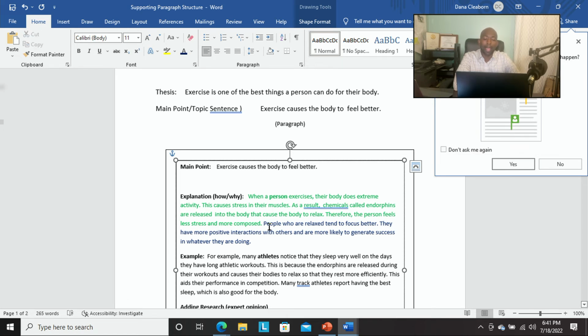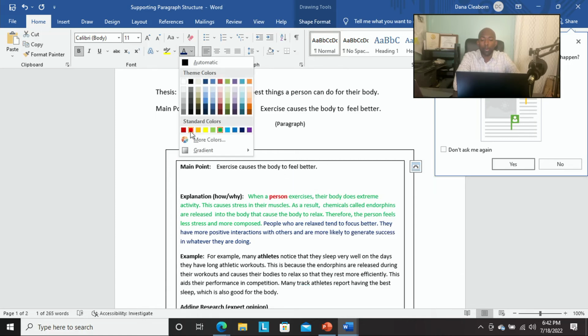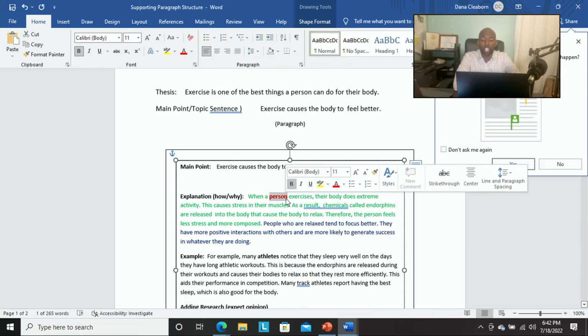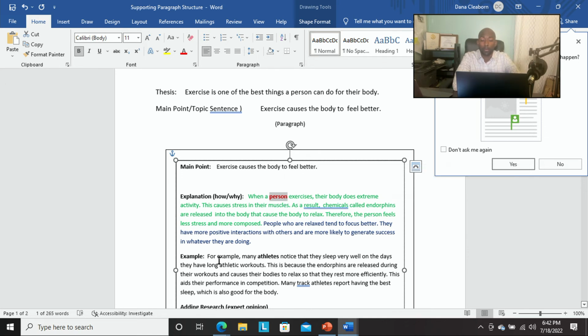Well, now we need to pick something to give an example of. So remember, examples are specific to the explanation. So we decided, you know what? We can give a specific type of person or group of people. And that's kind of what we did. We decided we'll give you an example of a person or group of people. And so we did this down here.